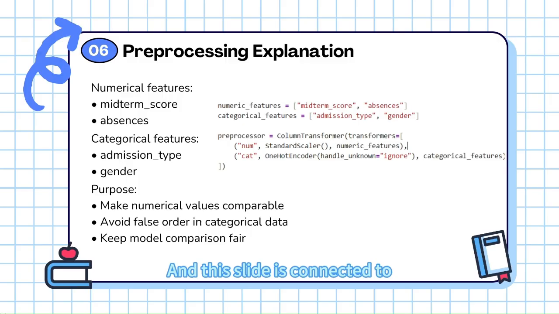And this slide is connected to the previous preprocessing slide. The previous slide explained the concept. And this slide shows how the concept is written in Python code. This preprocessing step is also important for fair model comparison because all 4 models use the same preprocessing pipeline.